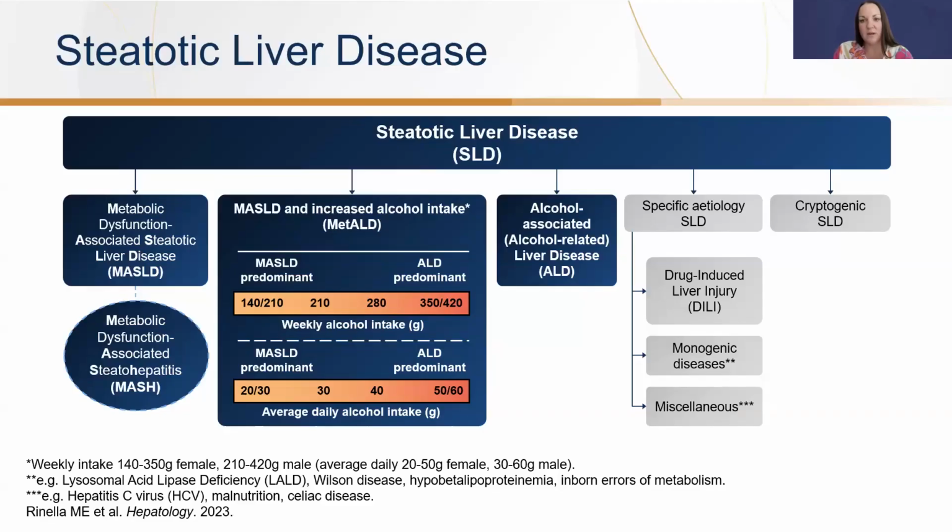And if you look over to the right, you want to always be sure to rule out other causes for liver disease. Wilson's disease, autoimmune hepatitis, PBC, things like that when you have patients that appear to have a chronic liver disease.